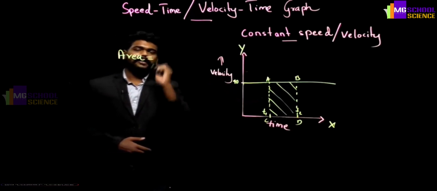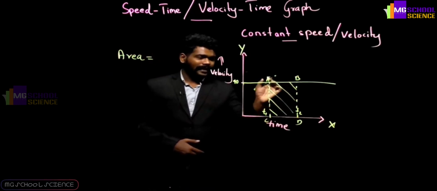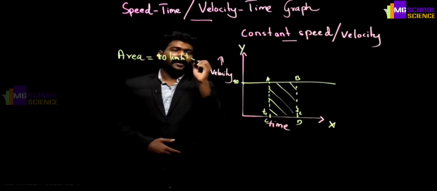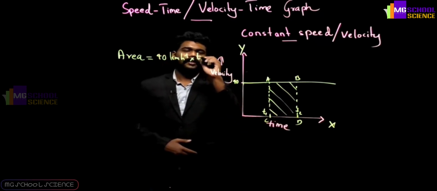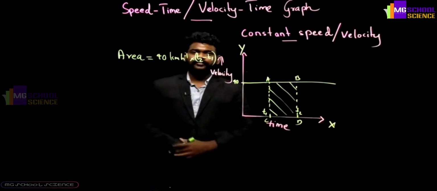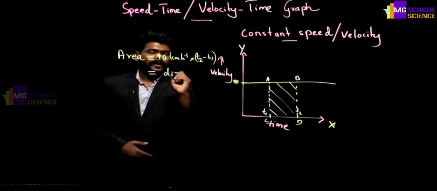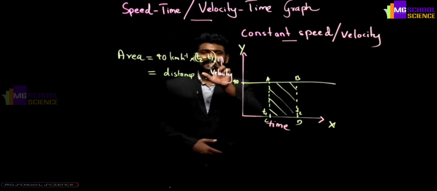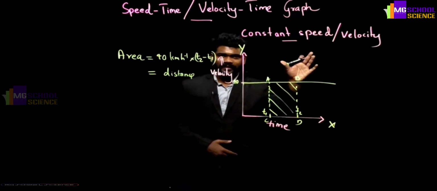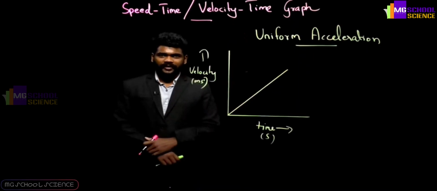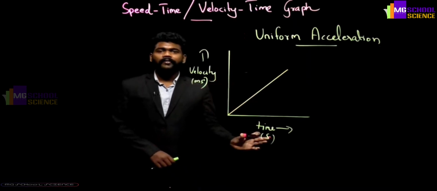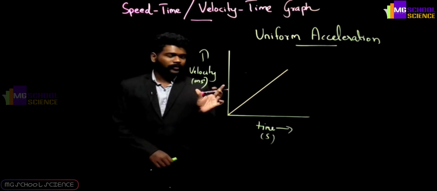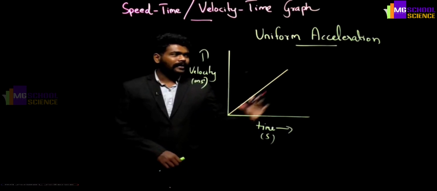That is, area is equal to length into breadth. The length here is 40 km an hour and breadth here is t2 minus t1. Therefore, you get the distance traveled by the car between the time interval t1 and t2 from a constant velocity graph. We know that for a uniform acceleration graph, the graph between the velocity and time will represent a straight line. Why? Because the change in velocity will be an equal amount with respect to an equal amount of time. Therefore, you get a straight line.